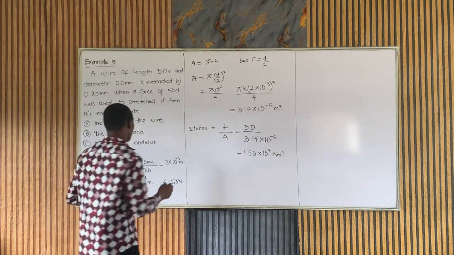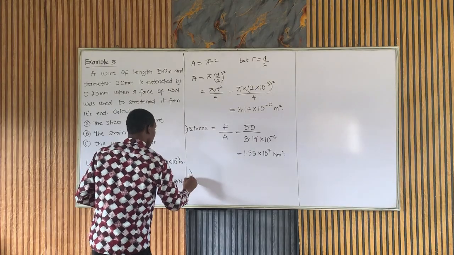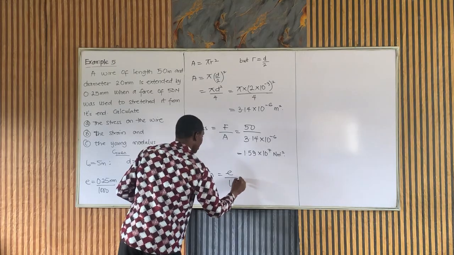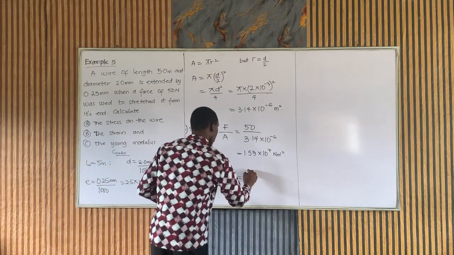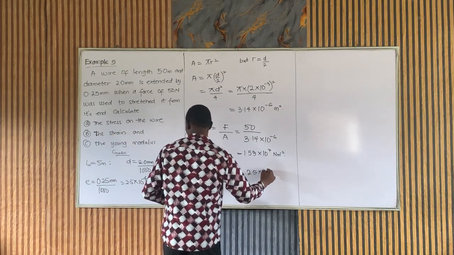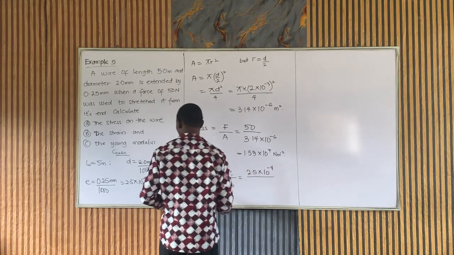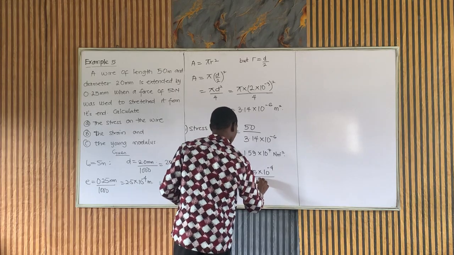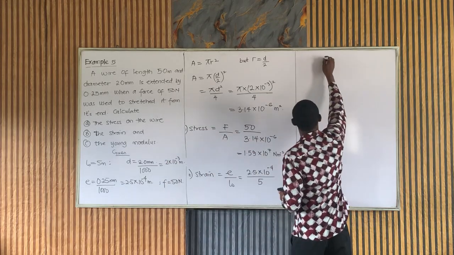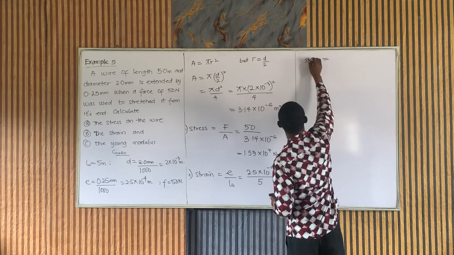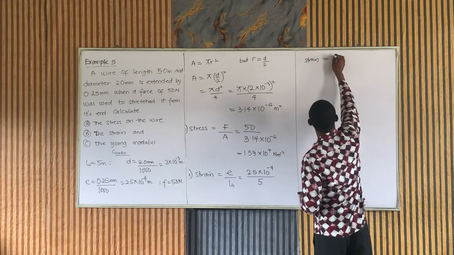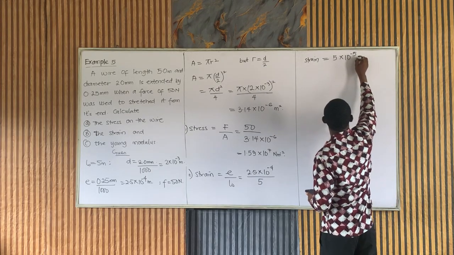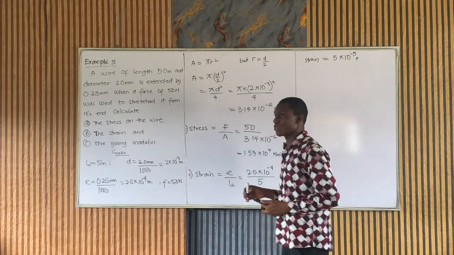Now let's calculate the next one, the strain. Strain is the extension over original length. The extension is given as 2.5 times 10 raised to the power minus 4 divided by the original length of the wire, which is 5. And so the strain is equal to 5 times 10 raised to the power minus 5. No units. The strain has no units.